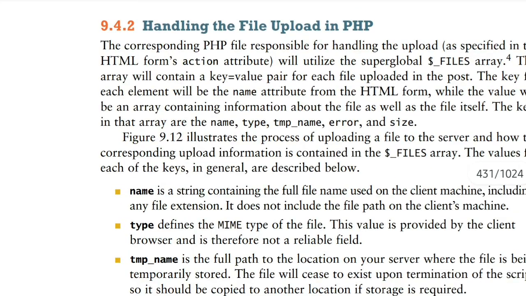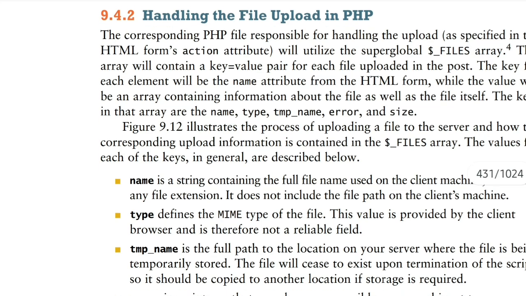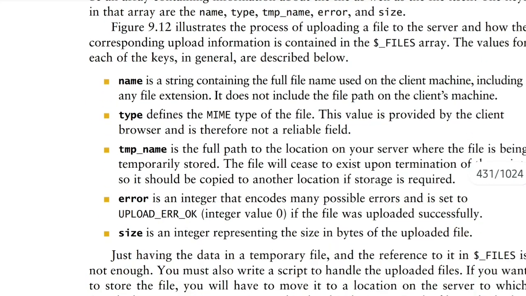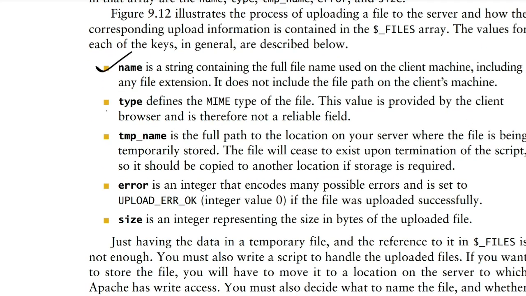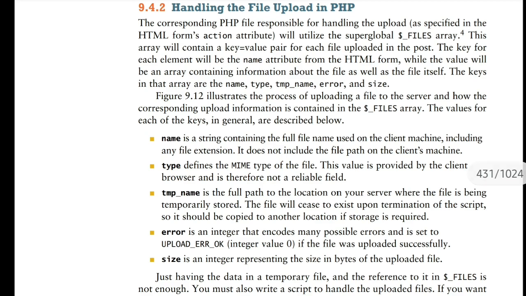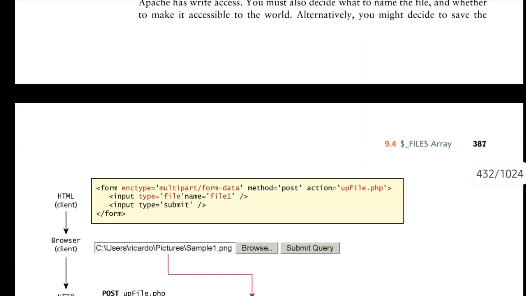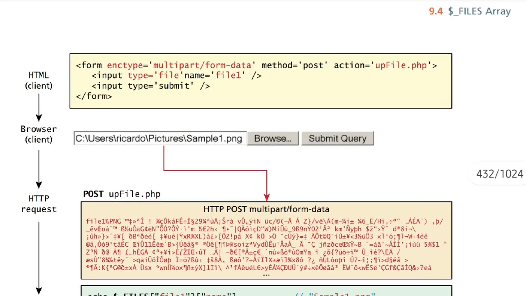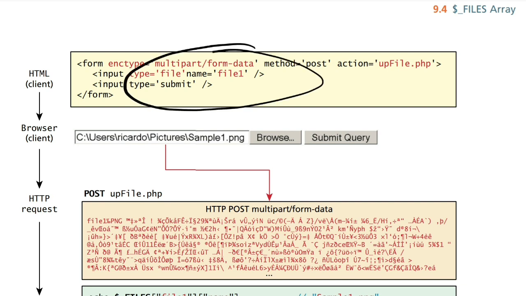And handling the file upload in PHP. To handle the file upload, we'll have to specify the name, type, temp name, error, and size. And these are the things which will be stored in the file array. We can access this information from the file array. So here's an example. If you have written this line of code, and type is equal to file, name is equal to file1, file1 is getting uploaded.